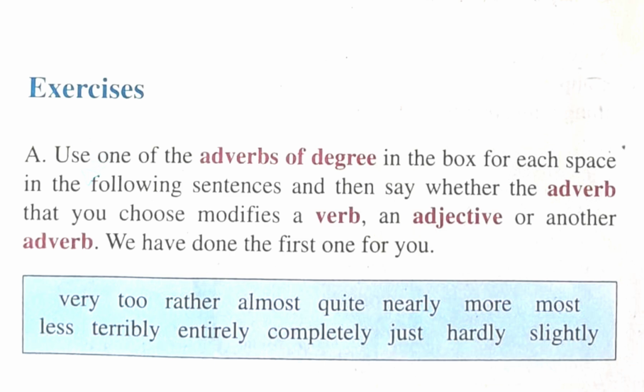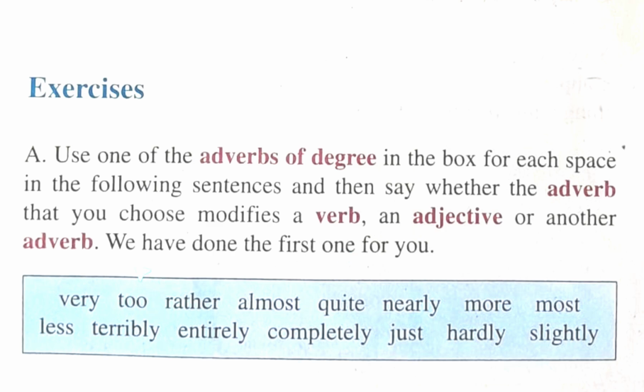Now we will do three exercises. The first exercise is number exercise. The question is, use one of the adverbs of degree in the box for each space in the following sentences and then say whether the adverb that you choose modifies a verb, an adjective, or another adverb. We have done the first one for you.